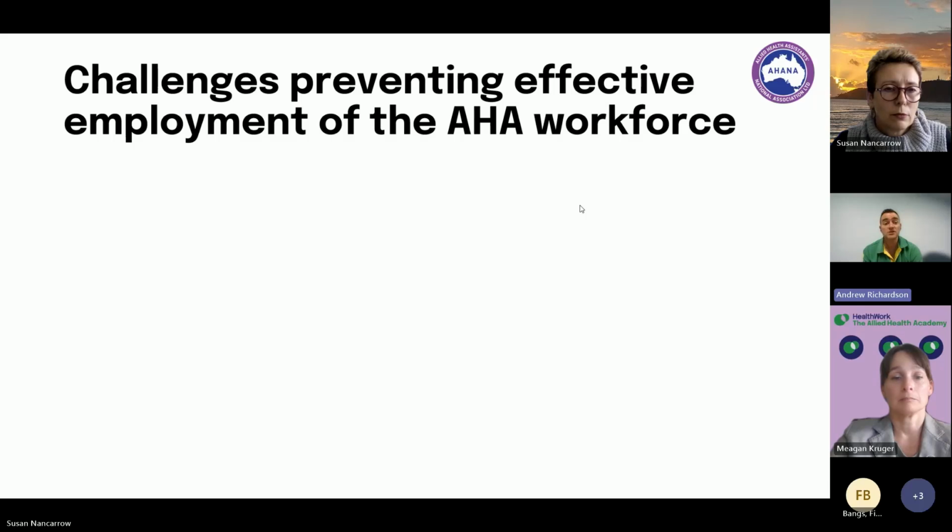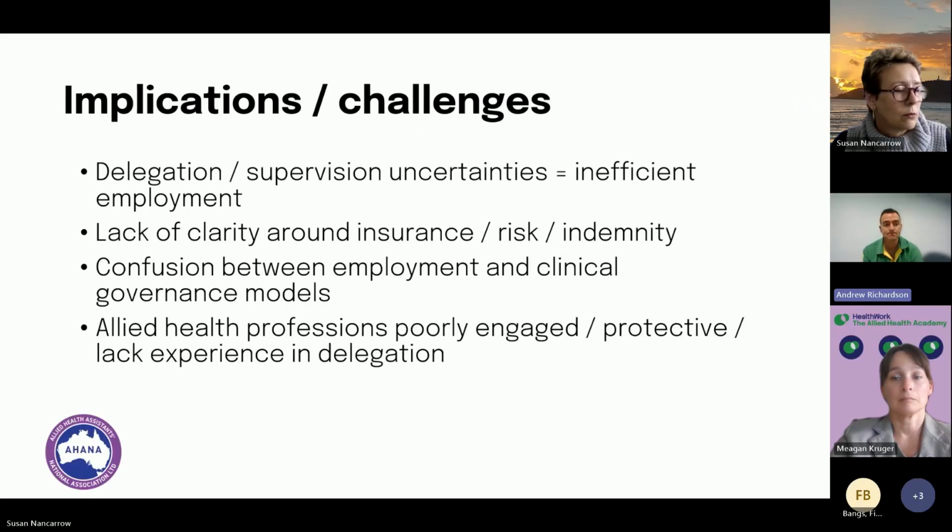Wonderful. So some of the challenges that seem to come up from employing the AHA workforce, next slide: uncertainties around delegation and supervision frameworks and lack of efficiency. We are aware that there is a potential project for a national equivalent scope of practice, but it's still in the early stages of consultation.